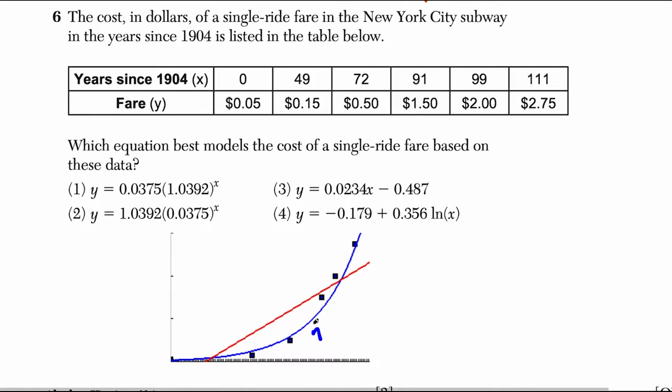So remember, the graph in blue we could model with the equation y equals 0.0375 times 1.0392 to the x power. So choice 1 is the best equation to model this data.